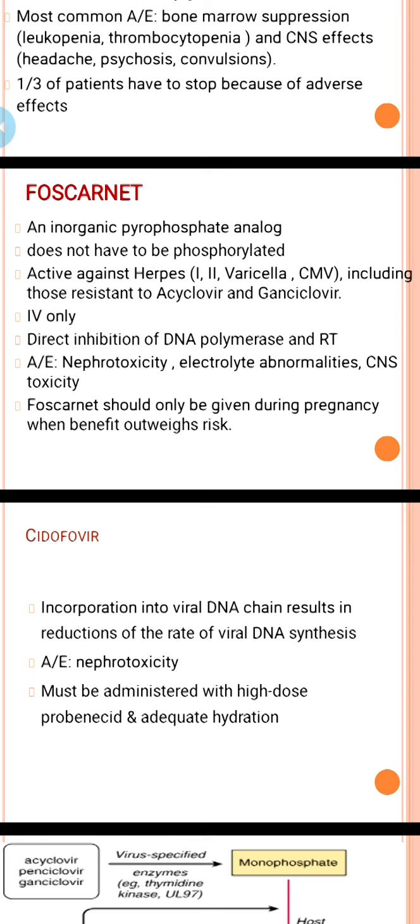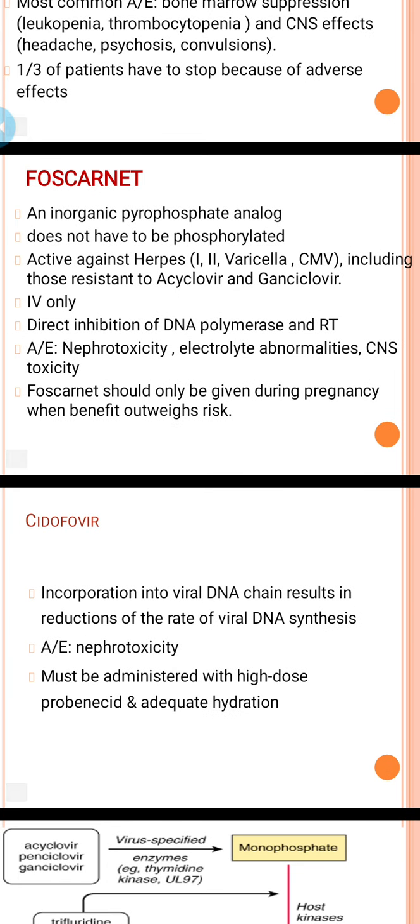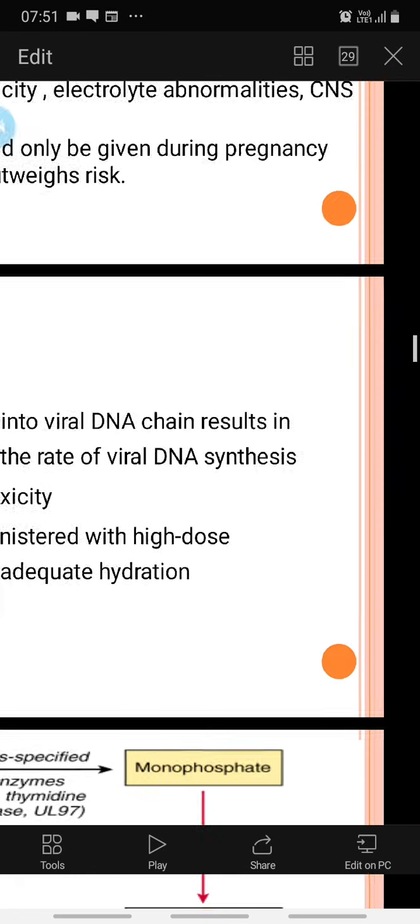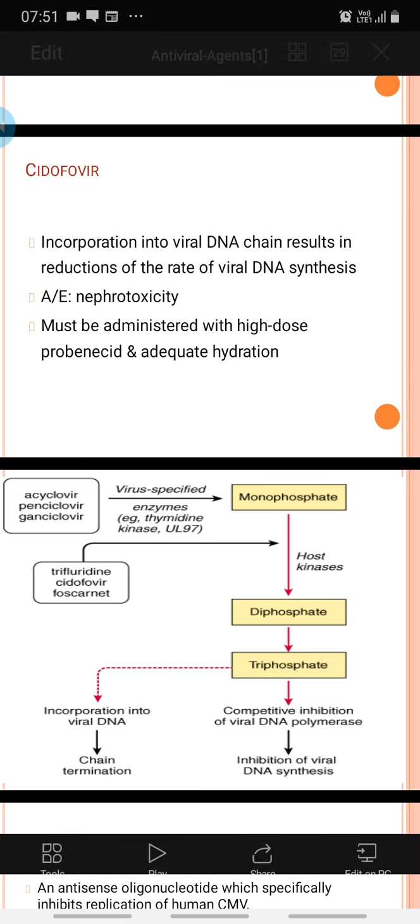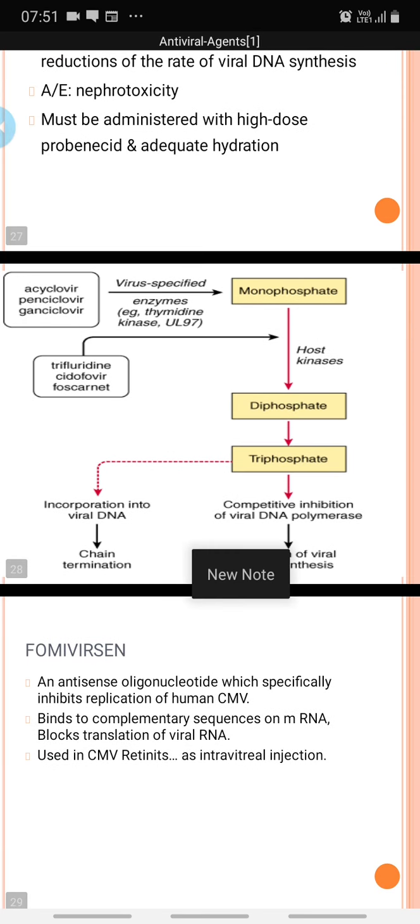Cidofovir is incorporated into the viral DNA chain and reduces the rate of viral DNA synthesis. The mechanism of action is the same as acyclovir, and it can cause nephrotoxicity. That's why it should be administered with high-dose probenecid and adequate hydration, otherwise there is a chance of more renal damage and interstitial nephritis.